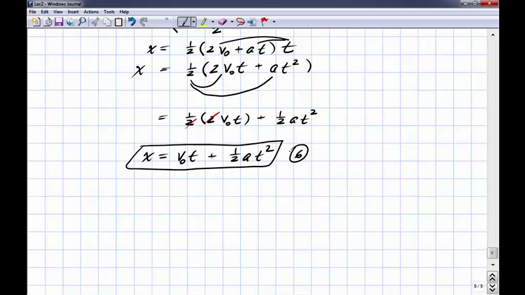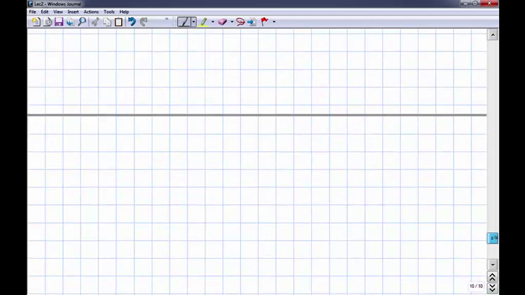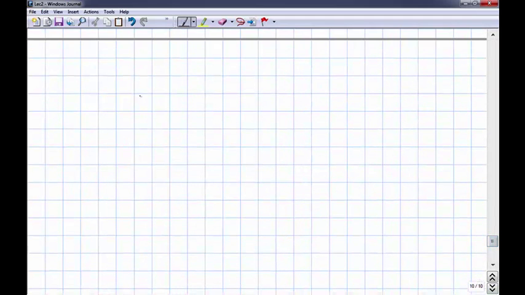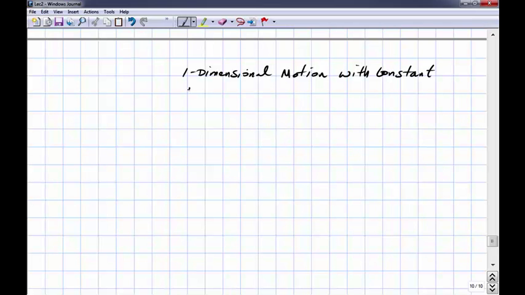And those are the 6 primary one-dimensional motion equations. And what I'd like to do next is just summarize them in a box. So equation 1 looked like this. And you know what? Let me give this a title. So these are the one-dimensional motion with constant acceleration equations.